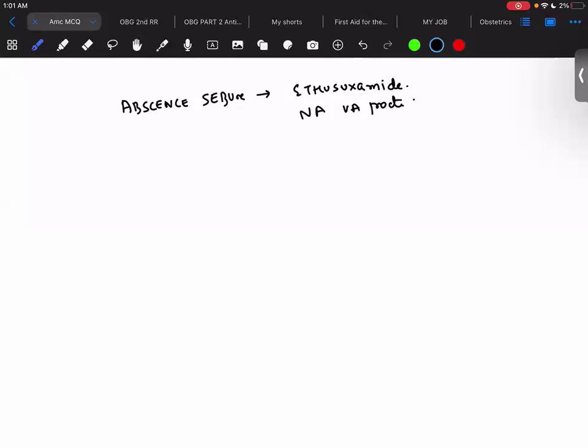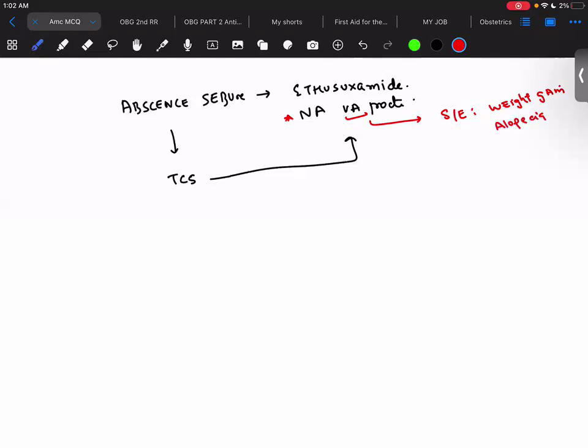Remember that if the absence seizure is associated with tonic-clonic seizure, then we can think about using valproic acid, sodium valproate. One of the most common questions asked about the side effects of sodium valproate: weight gain number one, and number two is alopecia. Of course, the patient will have nausea and vomiting.